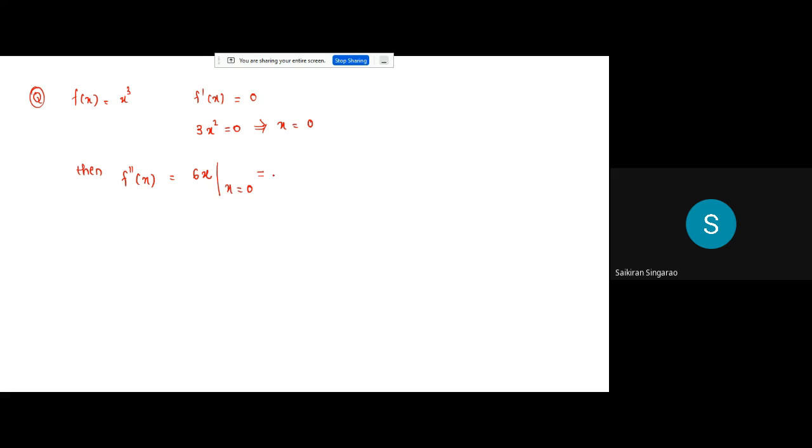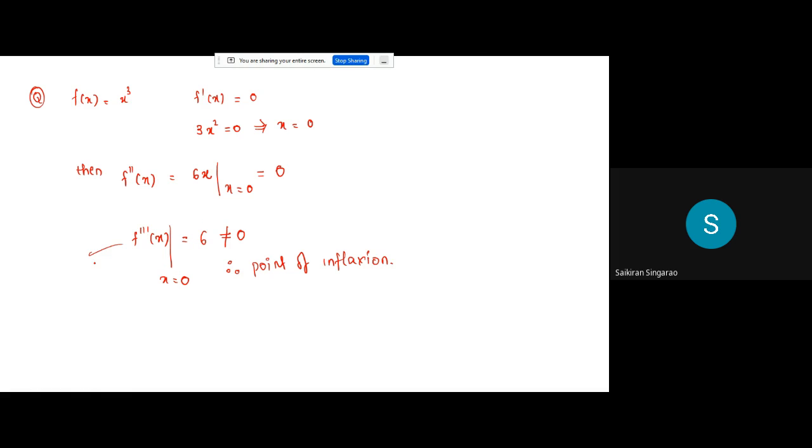Now I have to check at x equal to 0. If you check at x equal to 0, I am getting 0. Then what do I do, sir? I do triple dash of x. If I do triple dash of x, I am getting 6. And now you check triple dash at x equal to 0. This is coming as not equal to 0. Therefore, point of inflection. If at any odd derivative the value becomes not equal to 0, that is called a point of inflection.